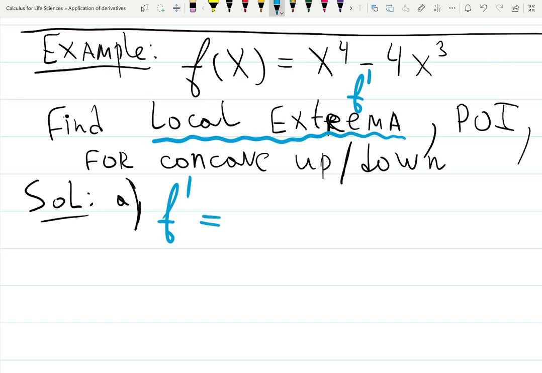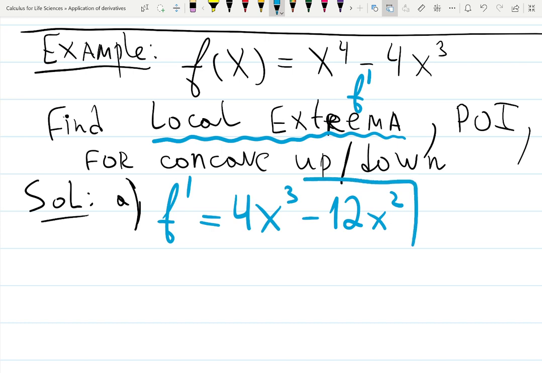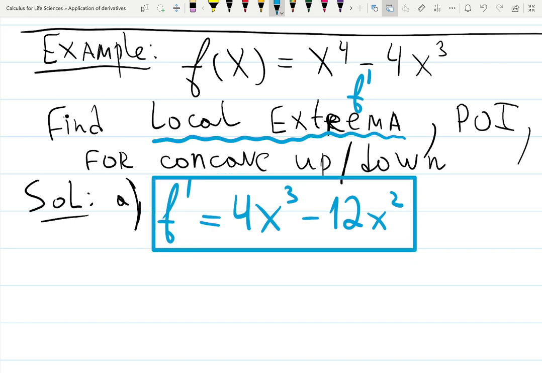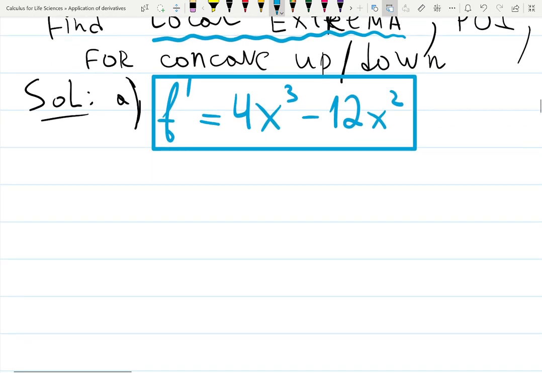X to the 4 gives you 4x cubed, good job, minus 12x squared. I heard the quiet people, good job. So, remember I told you to put it in the box? Put everything in the box from now on, because it's going to be so messy that it's better to be visual so you can find it in your notes. If you're a neat writer, you're fine, but if you're a messy writer, this is a very nice thing to learn, to put important things in the box.